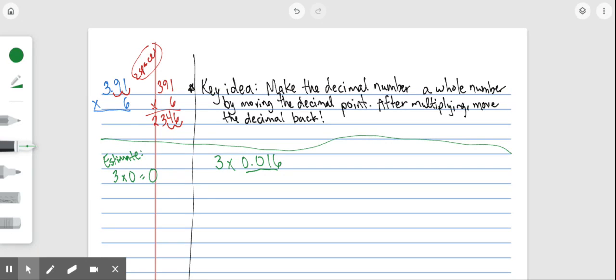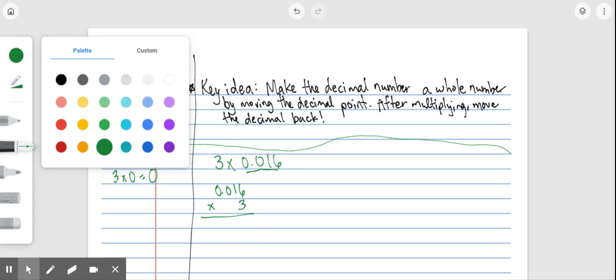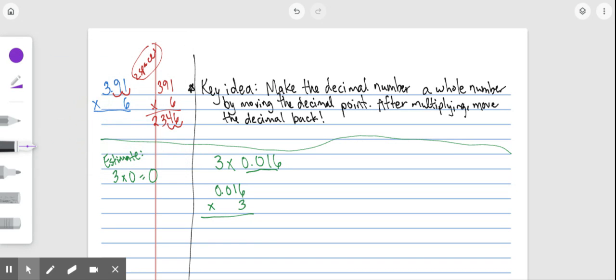So let's start by setting this up. 0 and 16 thousandths times 3. And then I need to move the decimal because I don't know how to do this. And I want to move the decimal so that I have whole numbers. So I'm going to move the decimal 1, 2, 3 spaces. So 3 spaces this time. I keep track of that so that I know how many spaces to move it back later.